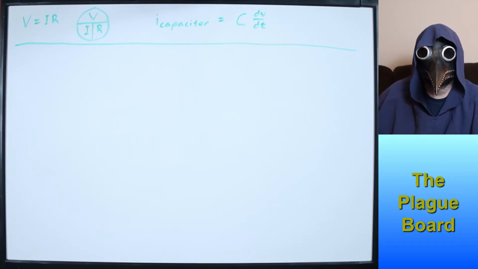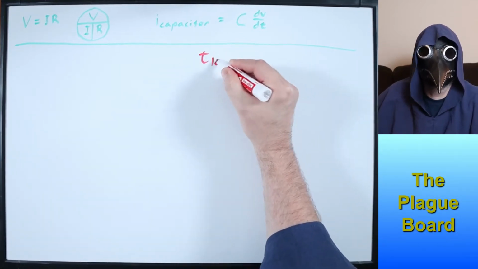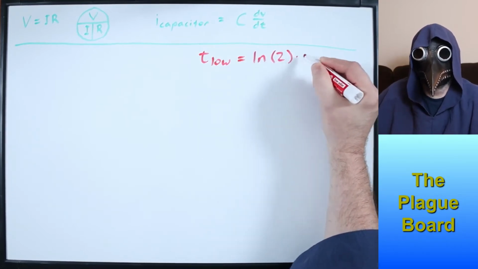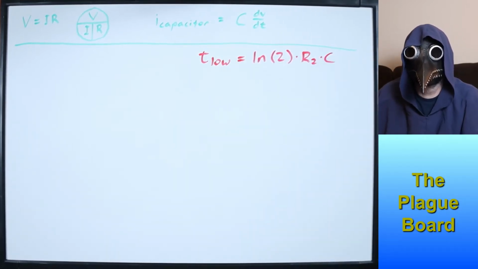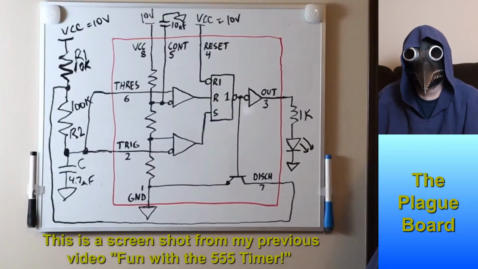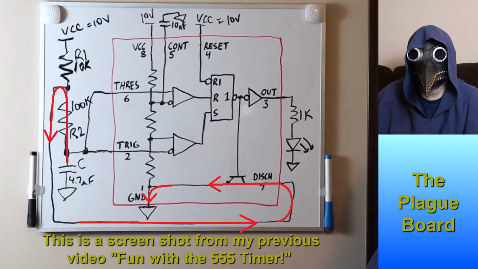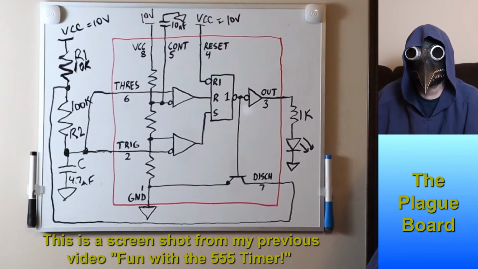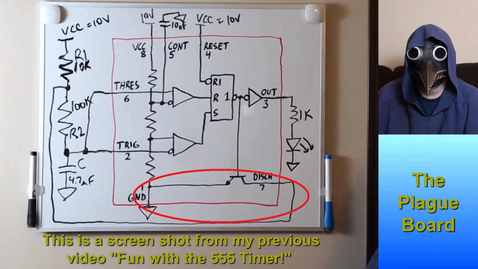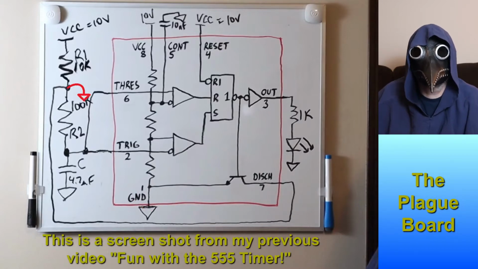So, let's start with the first formula, which was time low equals the natural log of 2 times R2 times C. Now, let's see if we can set this problem up. The time low occurs when the capacitor is discharging to ground through R2. When the output is low, the discharge pin is pulled to ground, which grounds the node between R1 and R2. Therefore, we don't need to worry about R1 since one side of it is tied to VCC and the other side is tied to ground. We are left with a capacitor tied to R2 on one side and grounded on the other side. R2 is also grounded on one side.